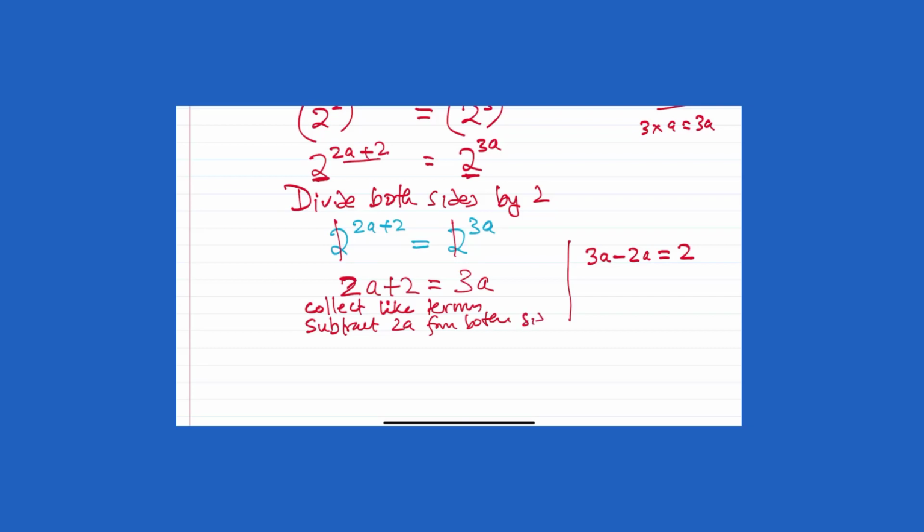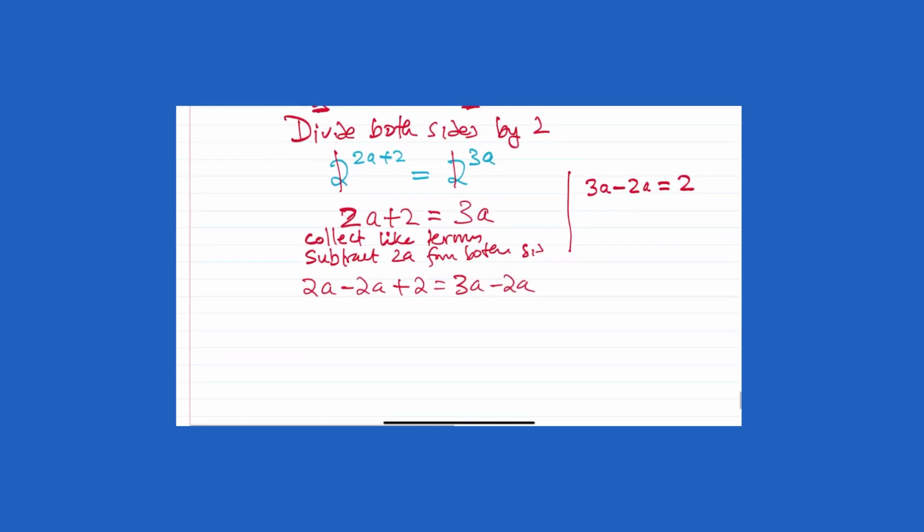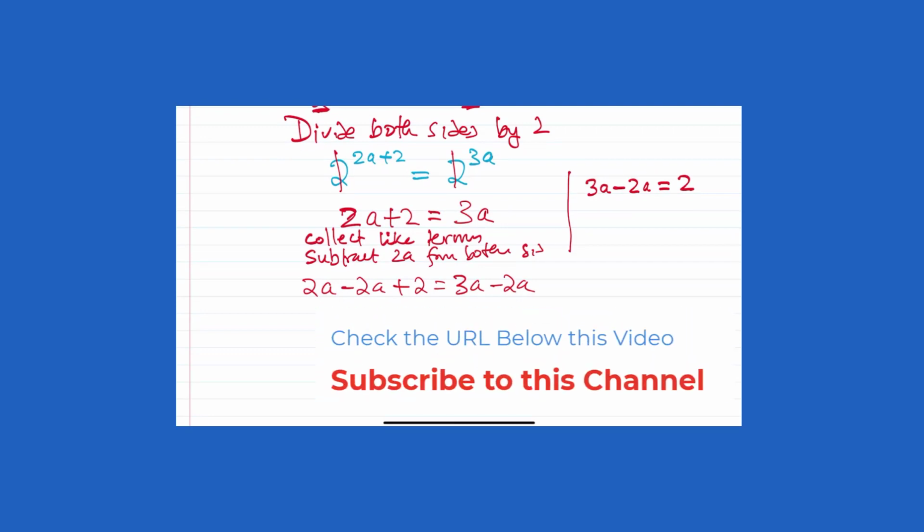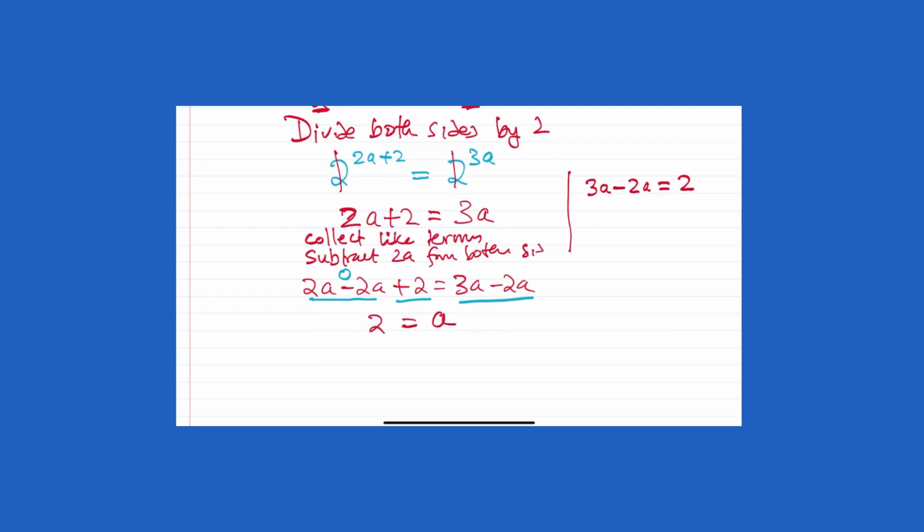So here we have 2a minus 2a plus 2 and 3a minus 2a. So this will become 2 equals a. When we subtract this one, it will become 0, and we are left with positive 2, and 3a minus 2a will be a. So in this instance, we have a equals 2.